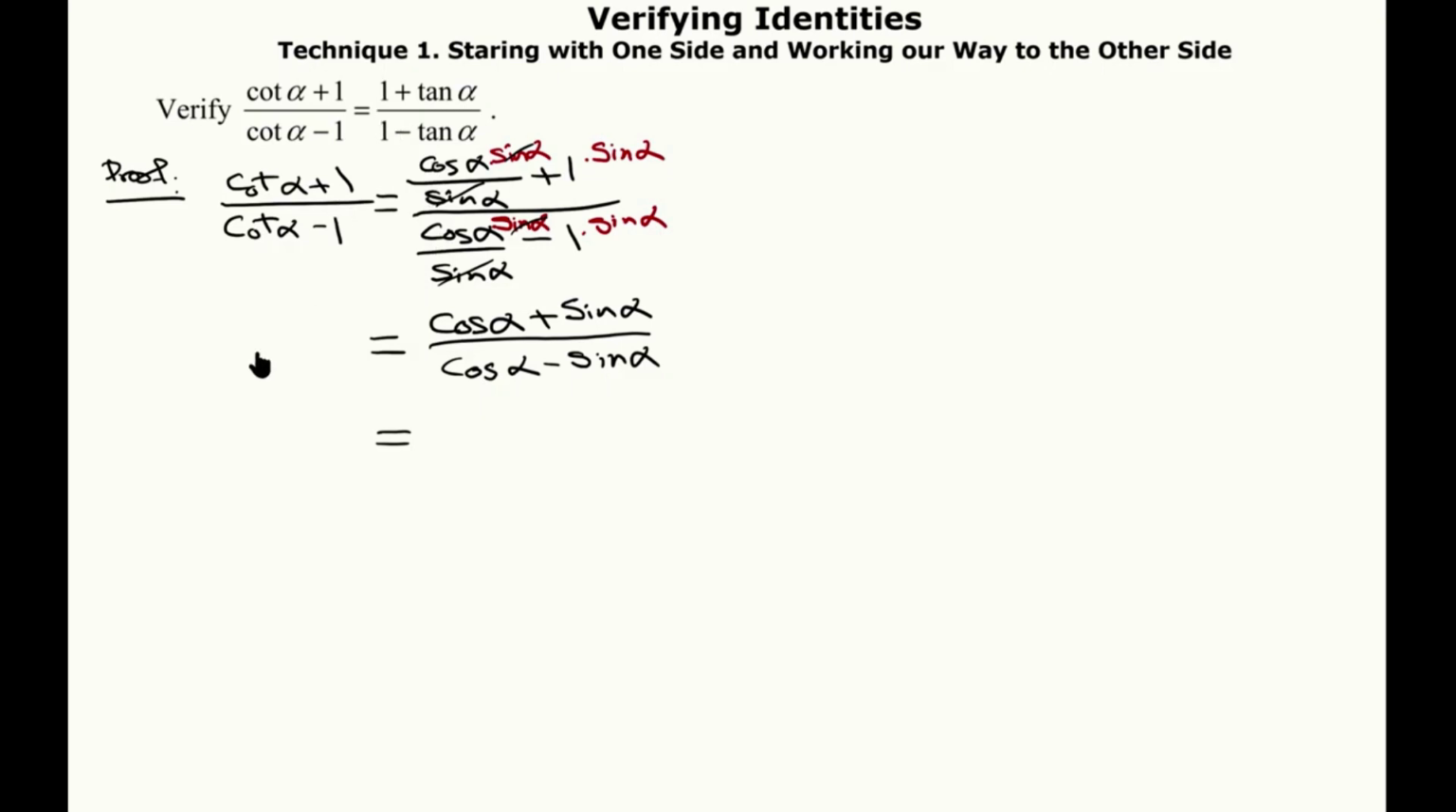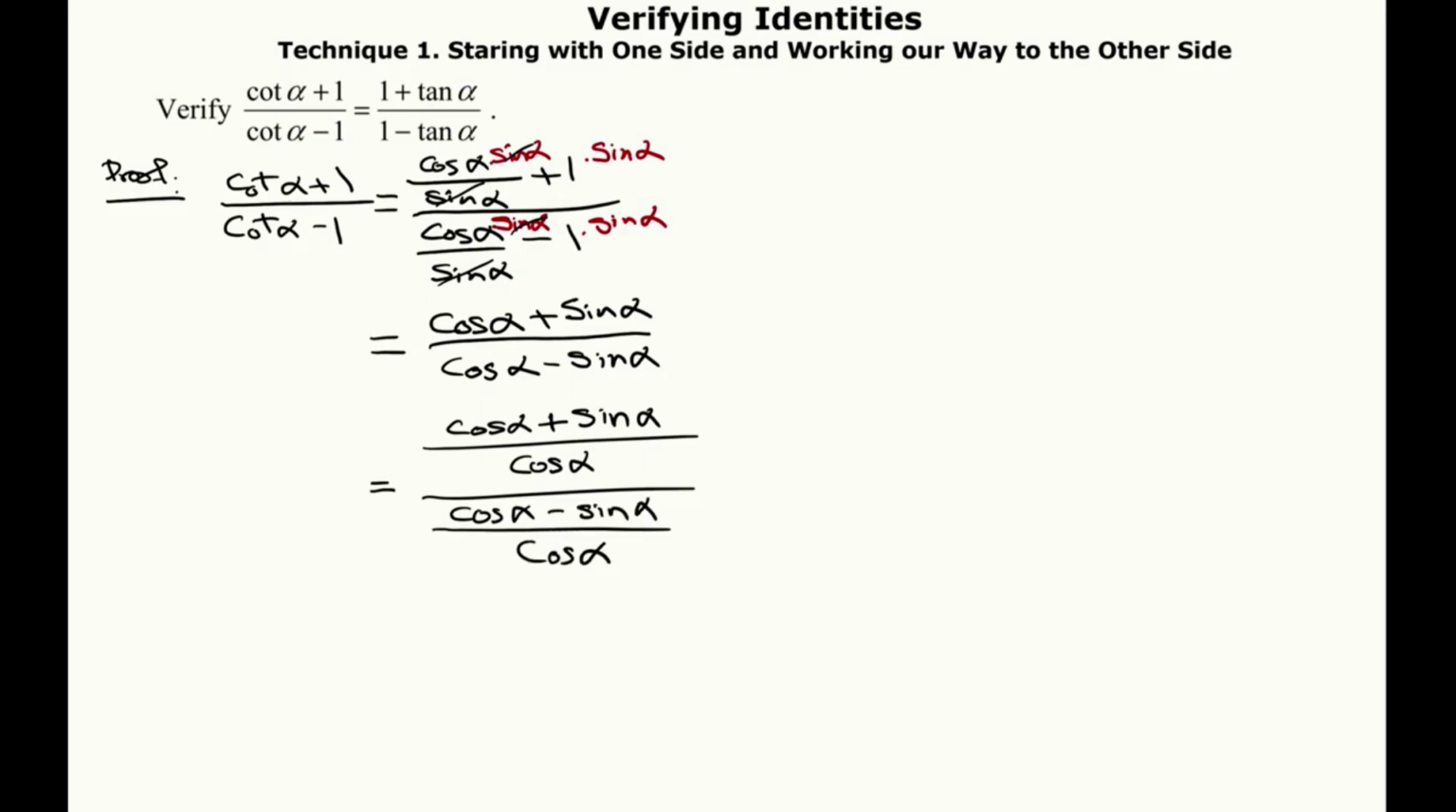So that's the trick that we're going to use. We'll go ahead and divide both the numerator and denominator of this fraction by cosine theta. So we'll end up with cosine alpha plus sine alpha over cosine alpha, over cosine alpha minus sine alpha over cosine alpha.